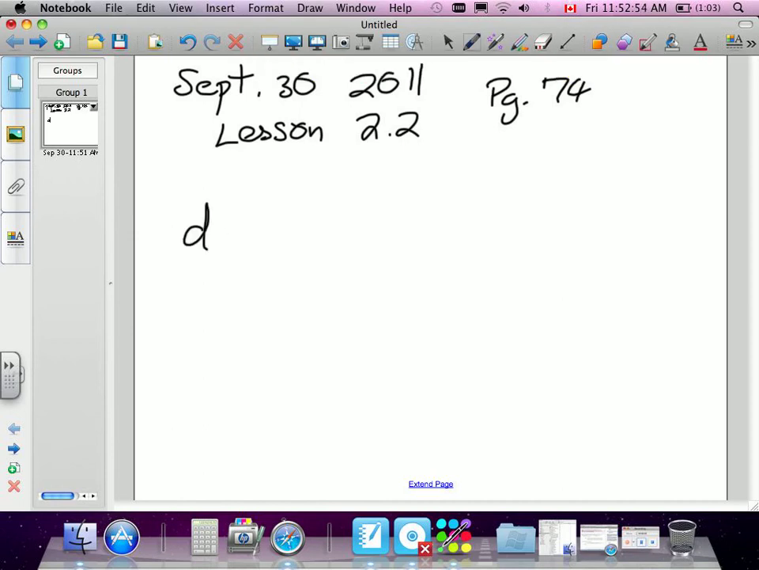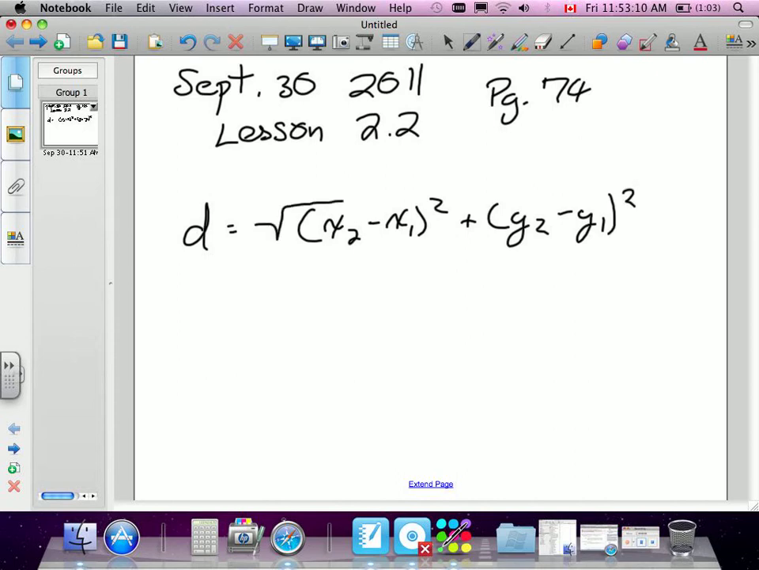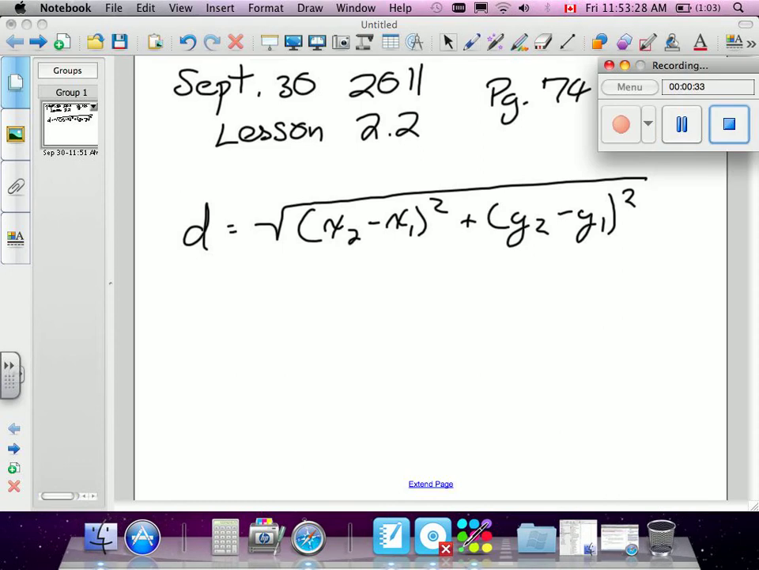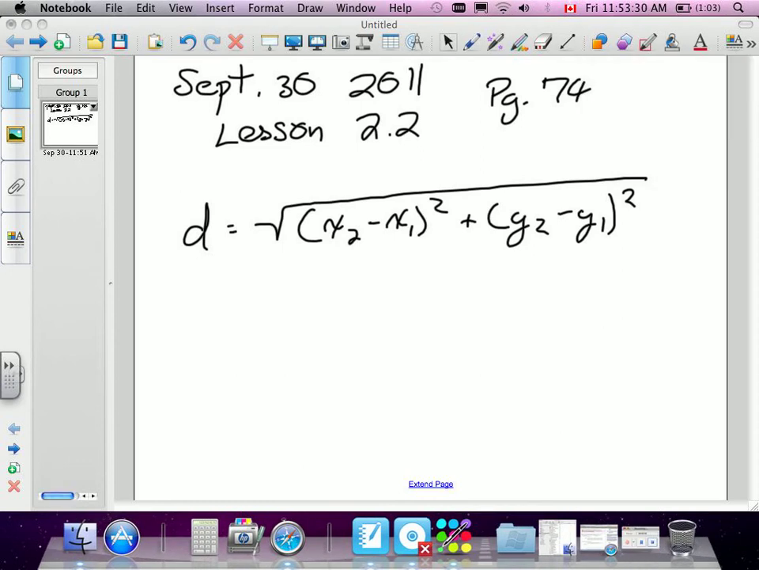The distance of a line segment is equal to x2 minus x1 squared plus y2 minus y1 squared, all of that square rooted. So, this formula, we're going to obviously need 2 points. We have a y2 and an x2 and an x1 and a y1. We'll plug them in to find the distance of a line.